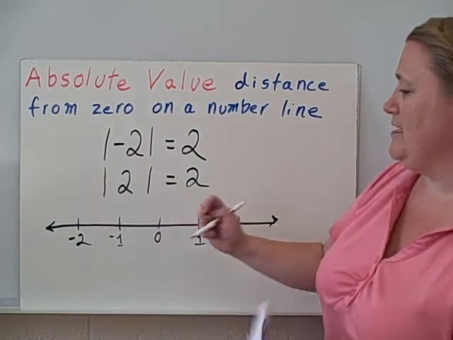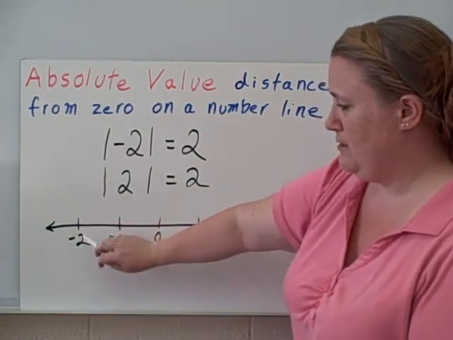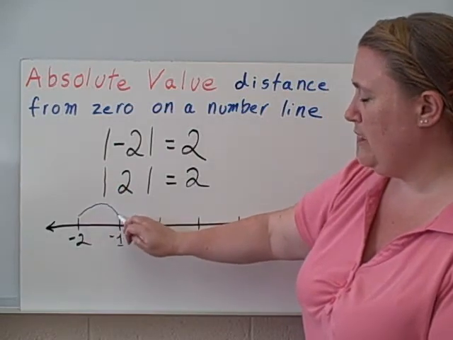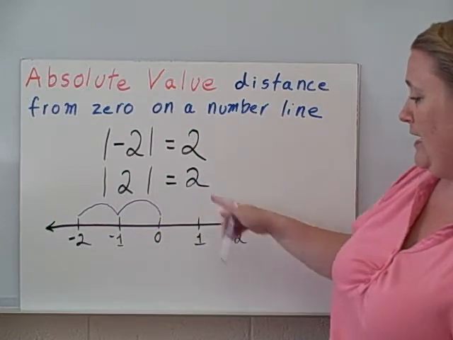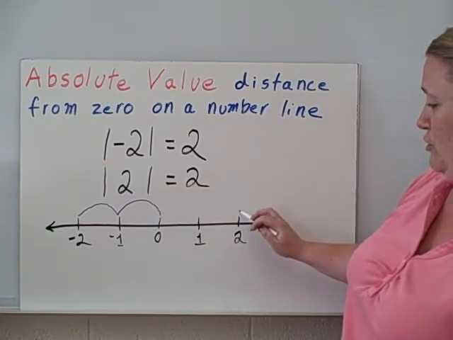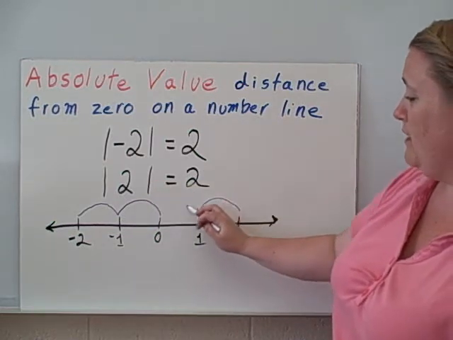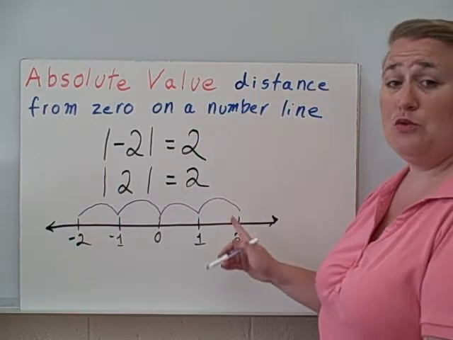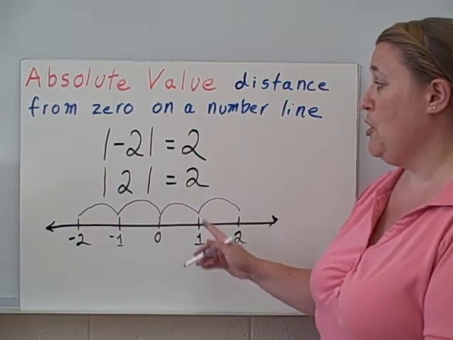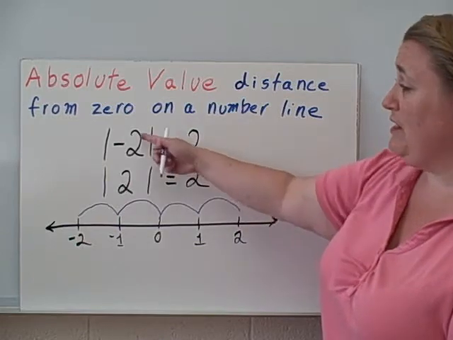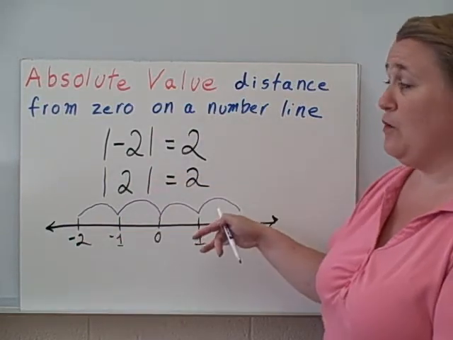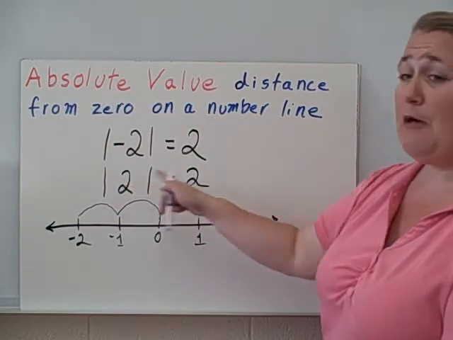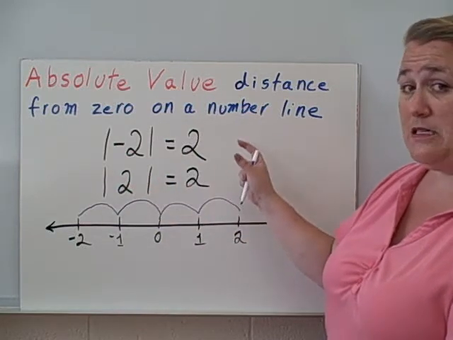And if we look at this, here's -2, right? I am 2 places away from 0. Here's +2, 1, 2. I'm also 2 places away from 0. Notice that both of these numbers have the same distance from 0. It's not that it's the opposite, it's the distance from 0.